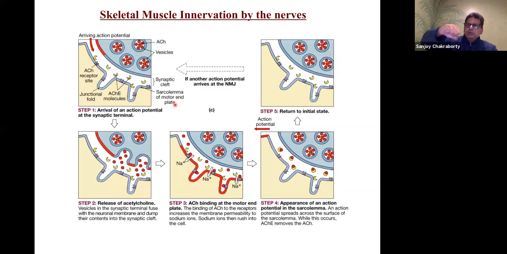So this is the motor neuron. My left hand is my muscle. That's called the motor end plate. So that's the motor neuron, the motor end plate. The gap between these two is called the synaptic cleft.